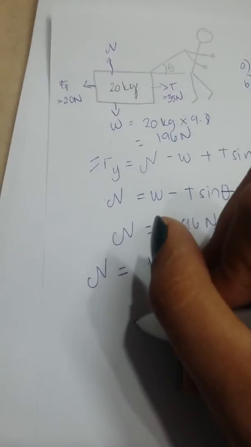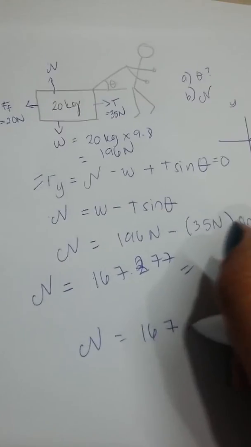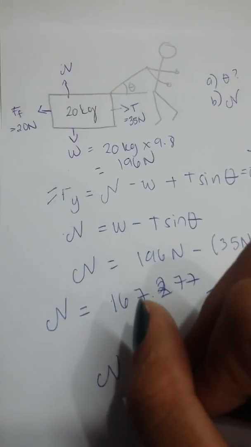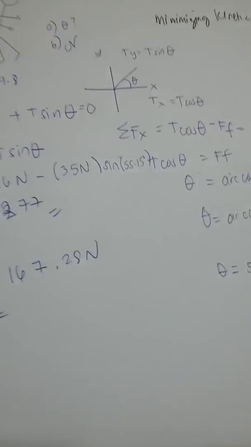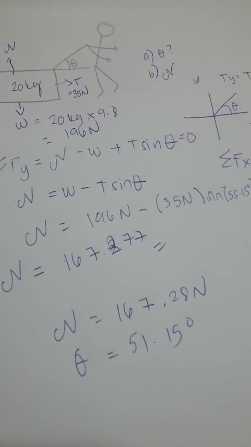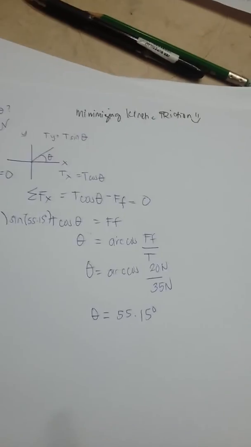So our final answer is that the normal force is 167.28 newtons, while the angle made by the strap of the suitcase is 55.15 degrees. So that is our given problem and equation for minimizing kinetic friction.